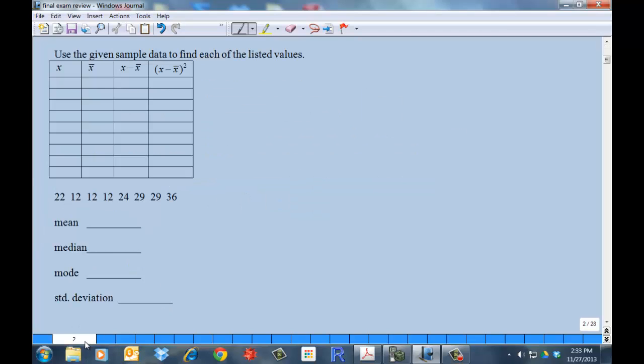Okay, next question. This question I'm going to ask you to find the mean, median, and mode, as well as standard deviation of a set of raw data. So this is raw data. So the first thing that you want to do is, of course, just list out all of the data values. 12, 12, 24, 29, 29, and 36.